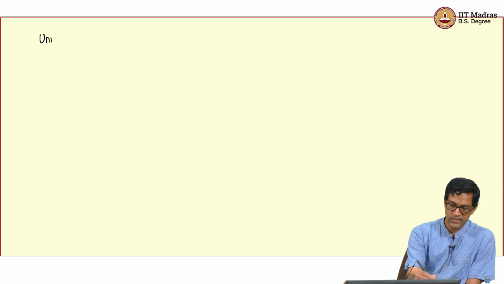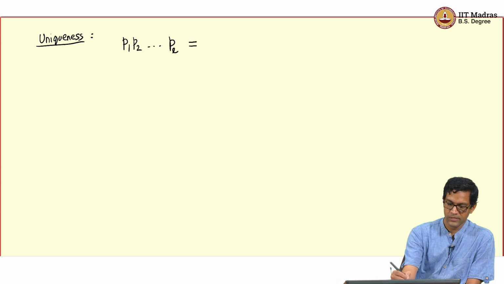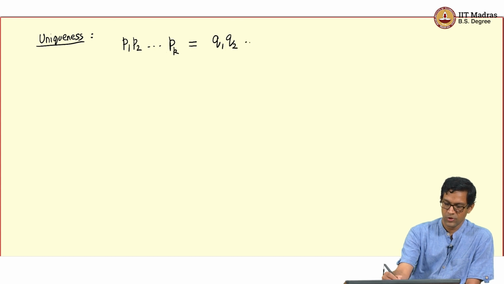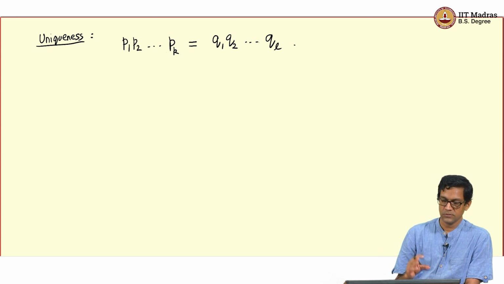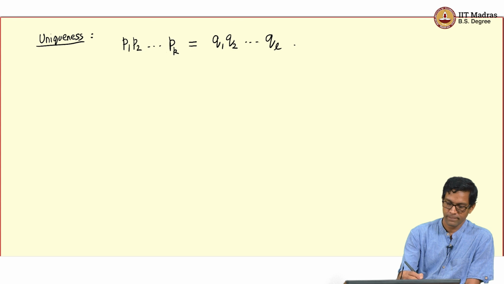So, the uniqueness says if you could write it in another way. So, if I have p1, p2, ..., pk is the same as q1, q2, ..., ql, then the same primes occur on both sides, sort of up to a reordering. Okay. So, let us do this. So, this is what is given.